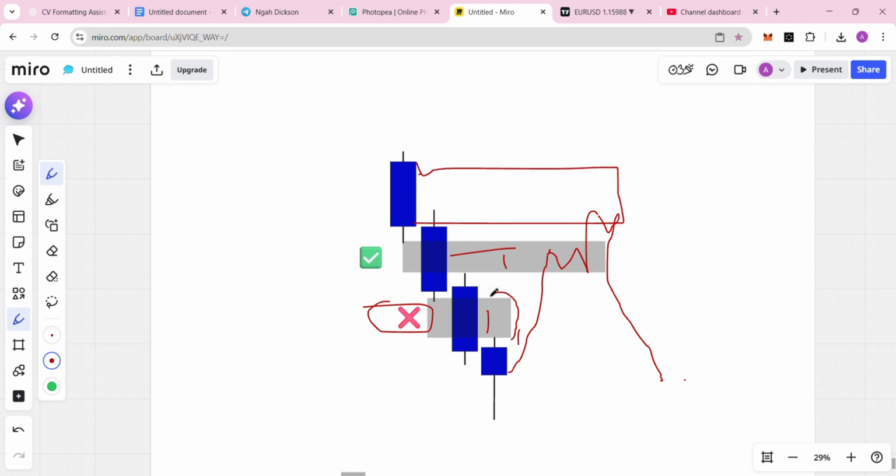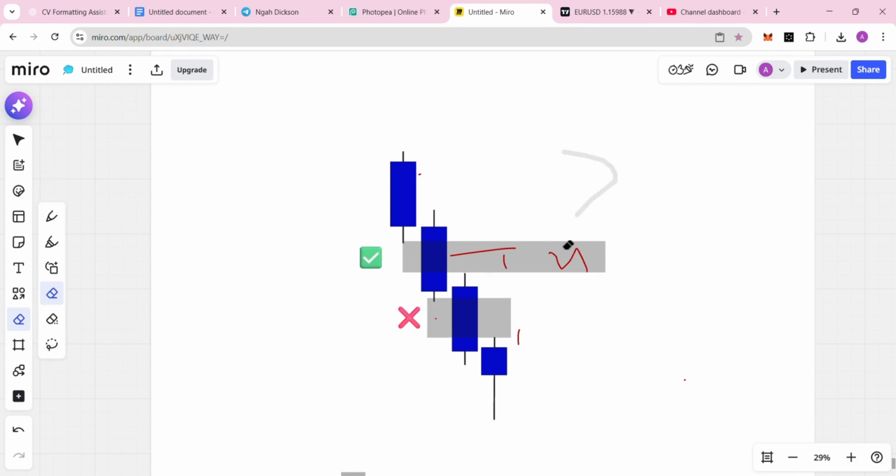So the whole idea is that you shouldn't trade. Even if you want to find your entry, don't find your entry within this first fair value gap. This is the weakest fair value gap, and you don't want to trade from it. So I hope I'm making sense.